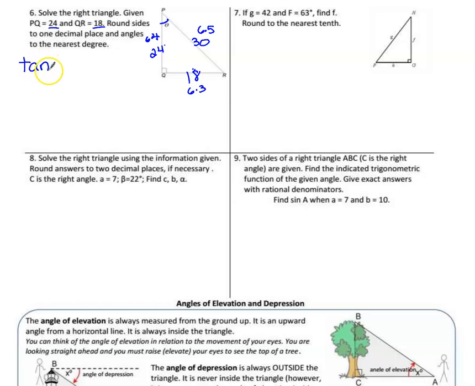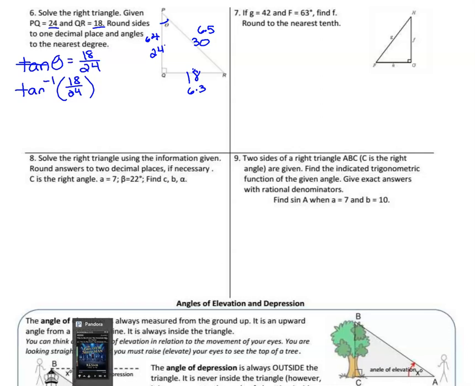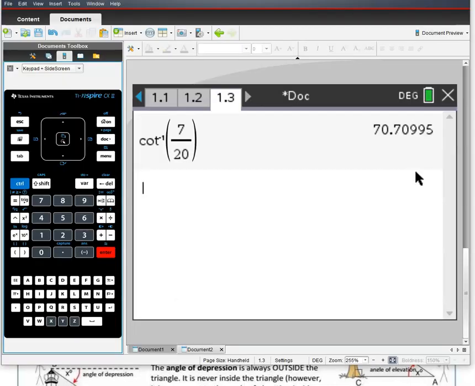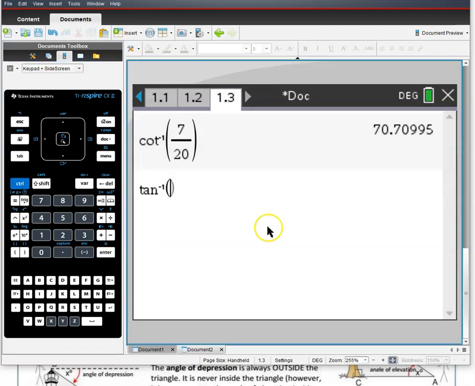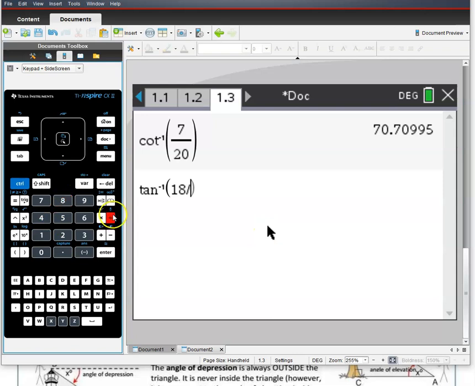So from angle P, we have the opposite leg and the adjacent leg. So tangent of P, tangent of theta, is equal to the opposite leg, which is 18, divided by the adjacent leg, which is 24. To undo tangent, we have to do the inverse tangent. The inverse tangent of both sides would cancel it out, so it's the inverse tangent of 18 over 24. For that, we need a calculator, making sure we're in degrees. So on the calculator, trig button, inverse tangent, and then we just type 18 divided by 24.